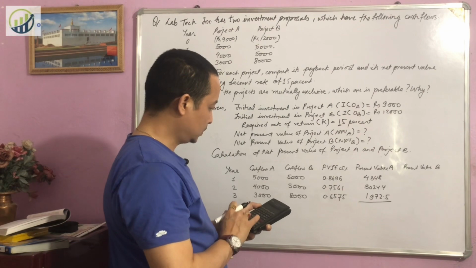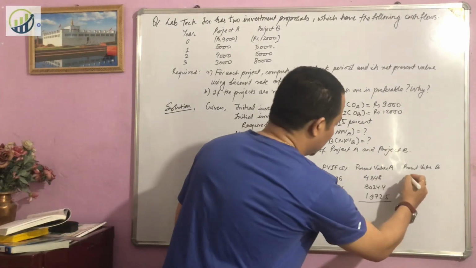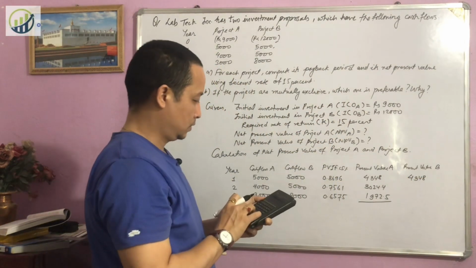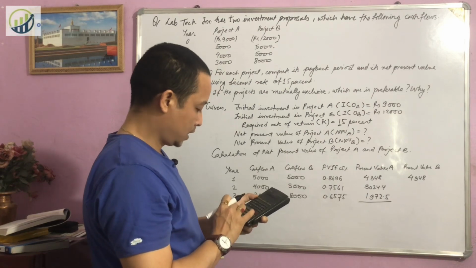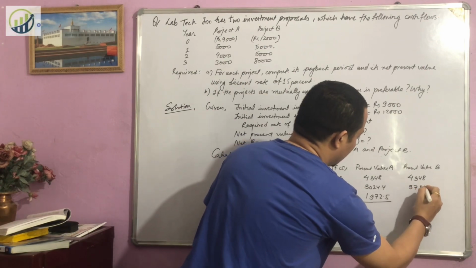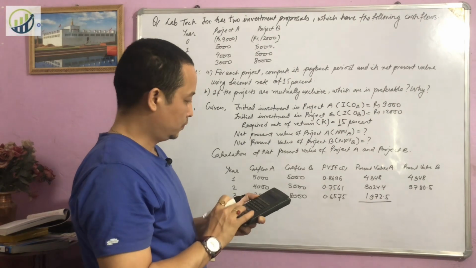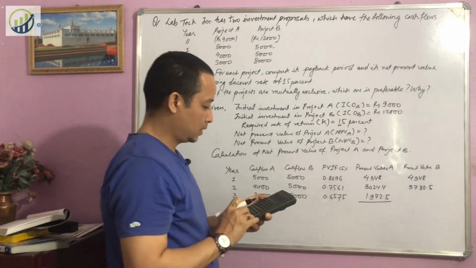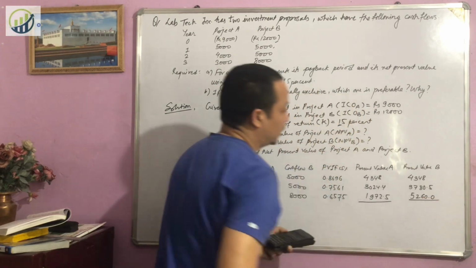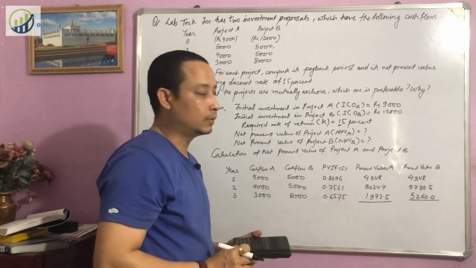So now 5,000 into 0.8696, that is again 4,348. 5,000 into 0.7561, that is your 3,780.5. 8,000 into 0.6575, that is your 5,260.0. So now you can add the present values to find the total present value of project A and project B.